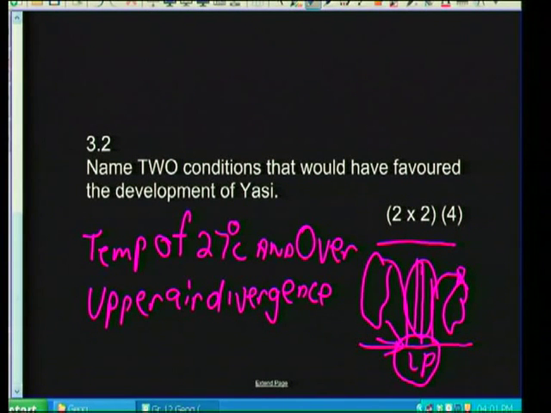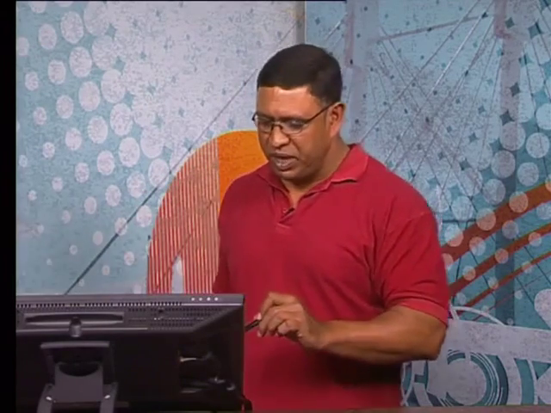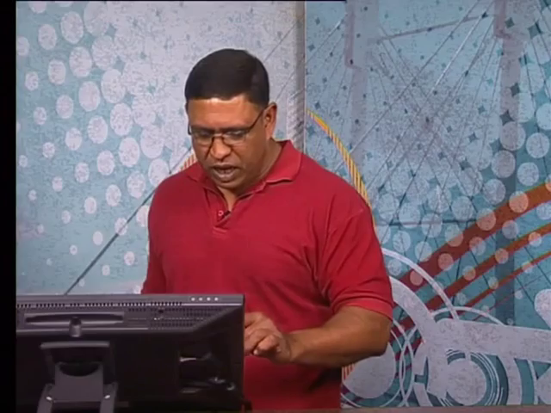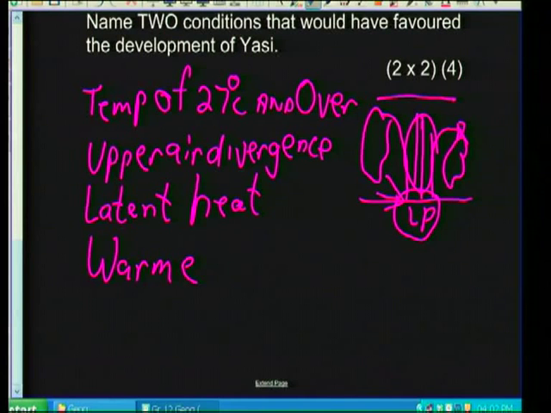You've picked up things like latent heat. You know what latent heat is? Heat that's released when water vapor condenses. And that adds to the heat, and that makes it an even lower pressure down there. You've also picked up a warm, extensive ocean, which will give us a lot of humidity, a lot of condensation, a lot of latent heat. Also, less friction.